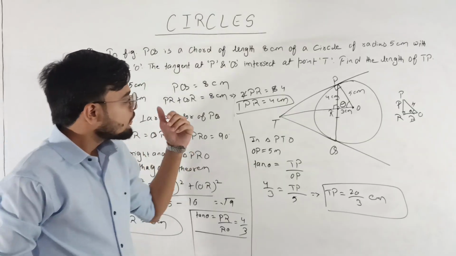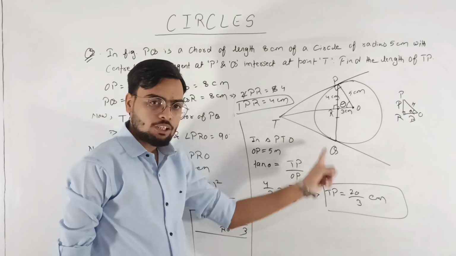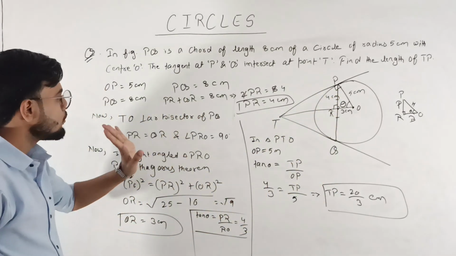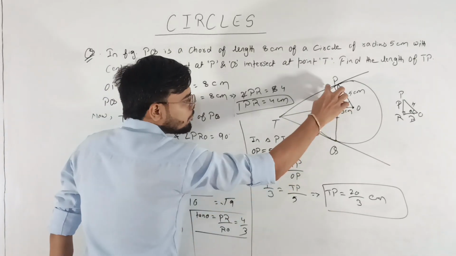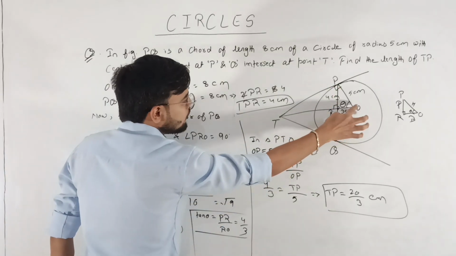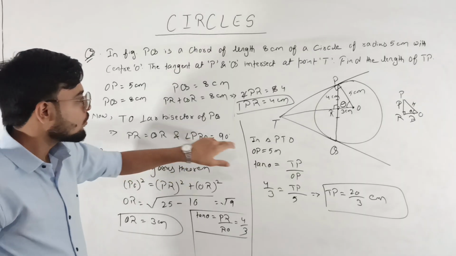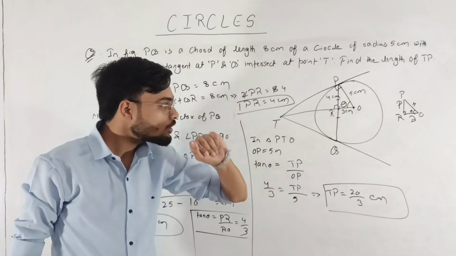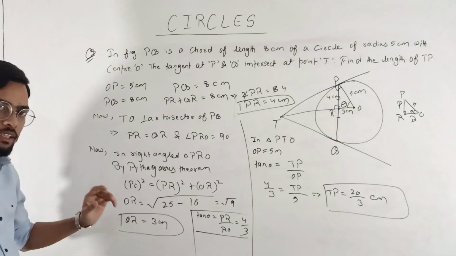Now look, first, I write TO is perpendicular bisector to PQ. Then from this I get PR is equal to QR. When TO is perpendicular bisector, then PR is equal to QR, and angle PRO is equal to 90 degree. Then I consider triangle PRO. PRO is 90 degree, so this is right angle triangle PRO. Now in this triangle I use Pythagoras theorem to find the length of RO. So after Pythagoras theorem I find RO or OR is 3 centimeter.